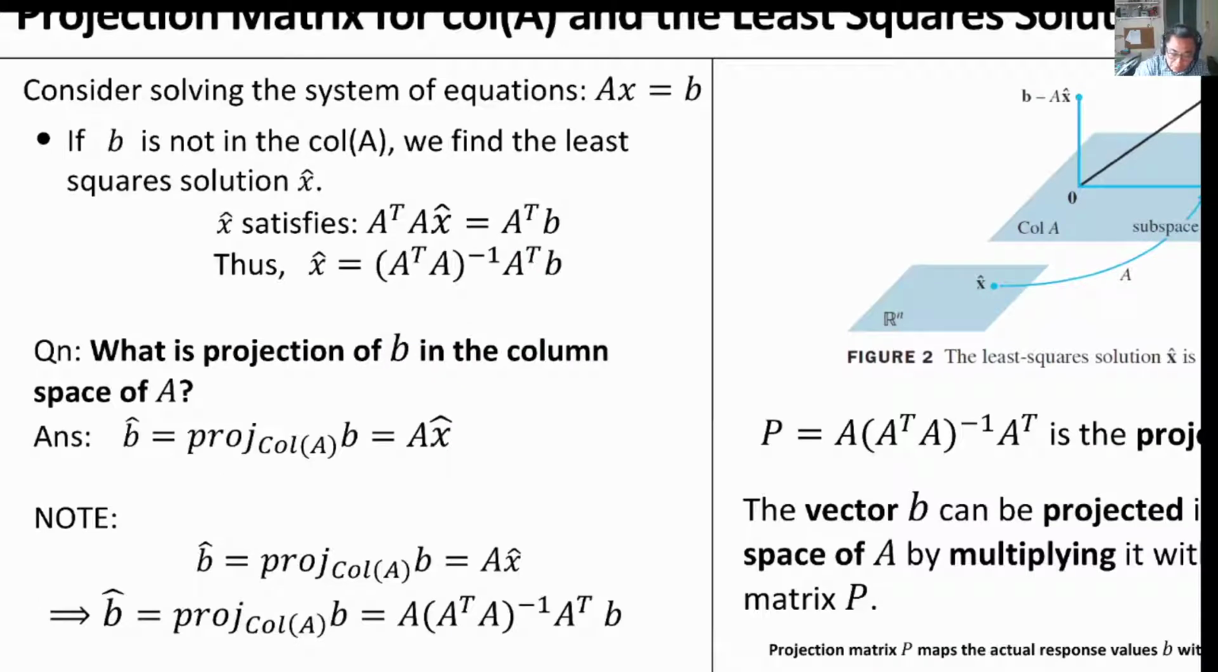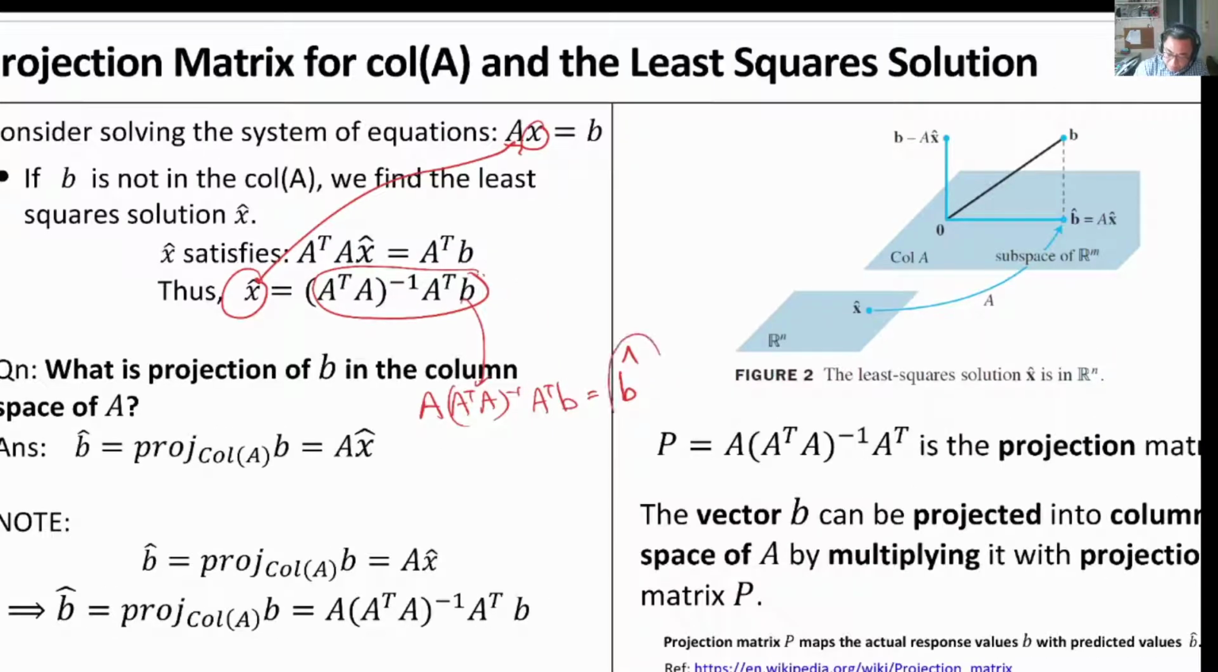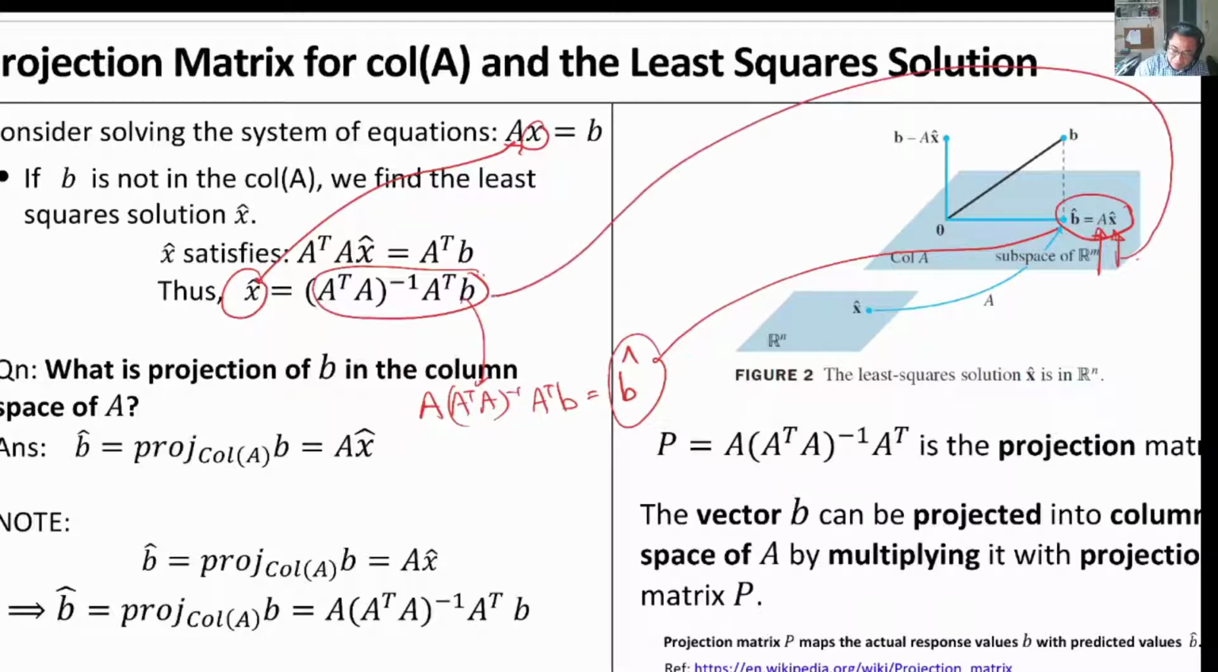Now, once we have gotten x hat, we can substitute x hat as x, basically allowing us to do this: A multiplying by this whole matrix, A transpose A inverse A transpose B, to get B hat, where B hat is this matrix A multiplied by x hat, and x hat was how we have found it using this equation.